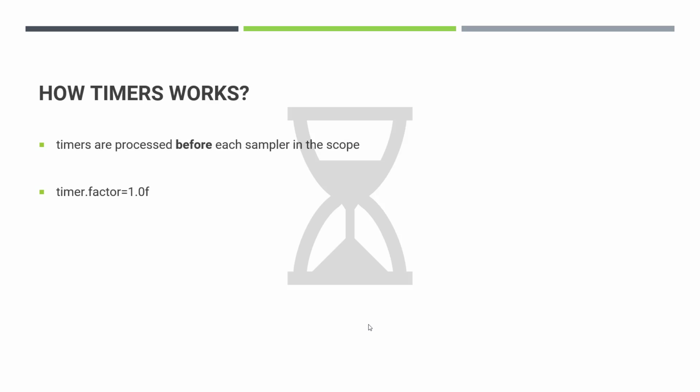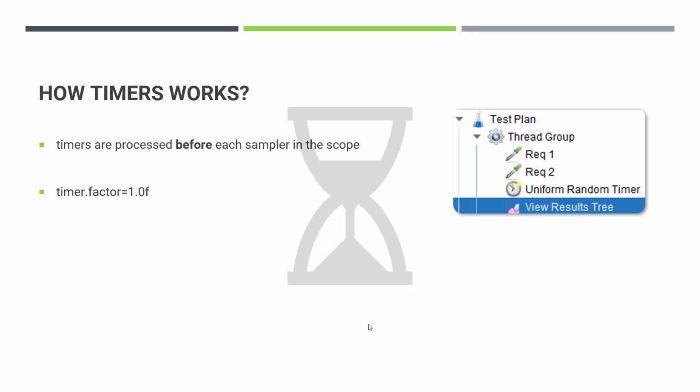How timers work in JMeter is a little bit different from how they work in LoadRunner, because timers in JMeter work based on the scope. Timers are always processed before each sampler in the scope. Assume that you have a timer at the end of your test plan. It doesn't mean that it will execute before the script completion. No, it will execute before each sampler in the scope.